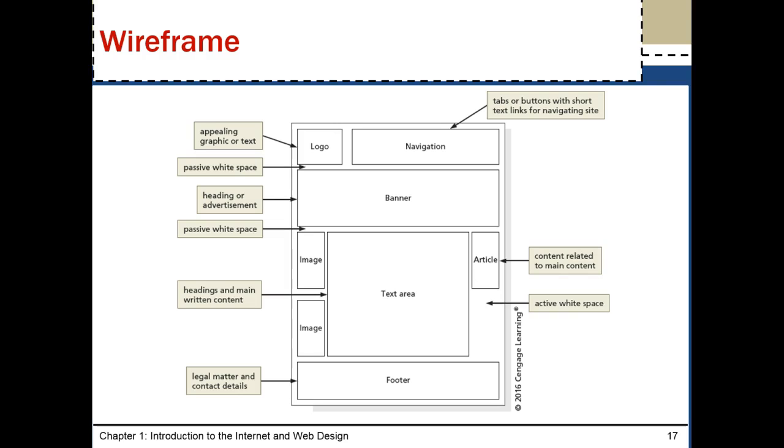The wireframe could include the logo, navigation, the text areas, the footer, and all that. So this is a wireframe. Normally in the logo part, you can put an appealing graphic. In navigation, you can put buttons or links. Also remember about the passive white space. You might want to have a banner, and images here, and also a lot of designs have a footer. Maybe they put the legal stuff in there, and then the content details, the footer.